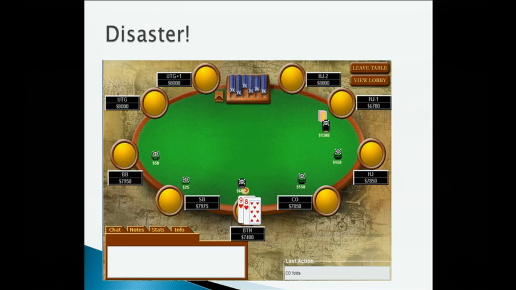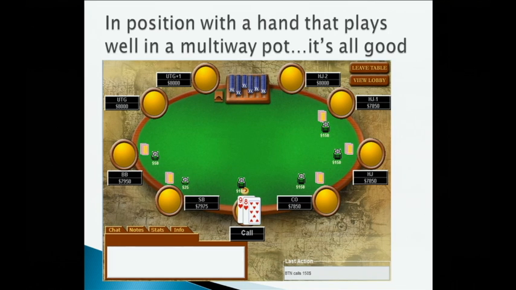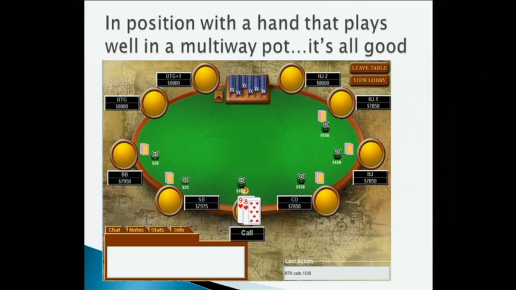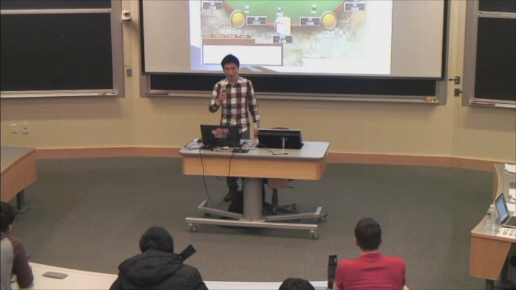If you raised in this spot, it could lead to disaster, right? What happens here is you raise, and then the hijack minus one, the guy who originally raised, now has an option to re-raise again, which is what they do. And now it's just terrible. We basically have to fold. We could call if we're feeling lucky, and I think calling is actually in reality a reasonable play. But basically, it's a much worse situation than this one where we just called. So yeah, that's a demonstration.